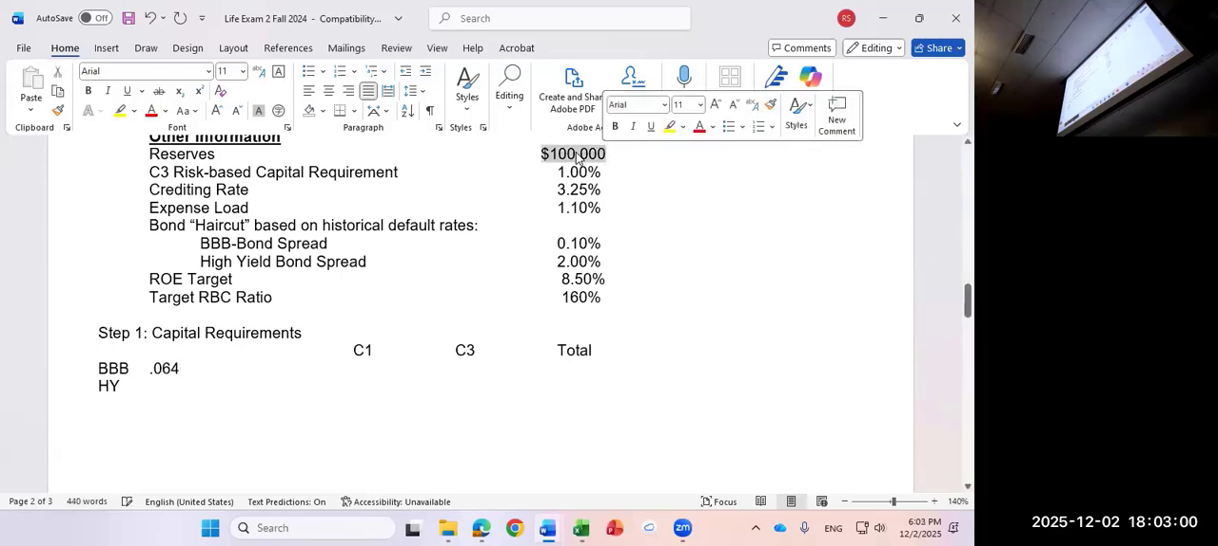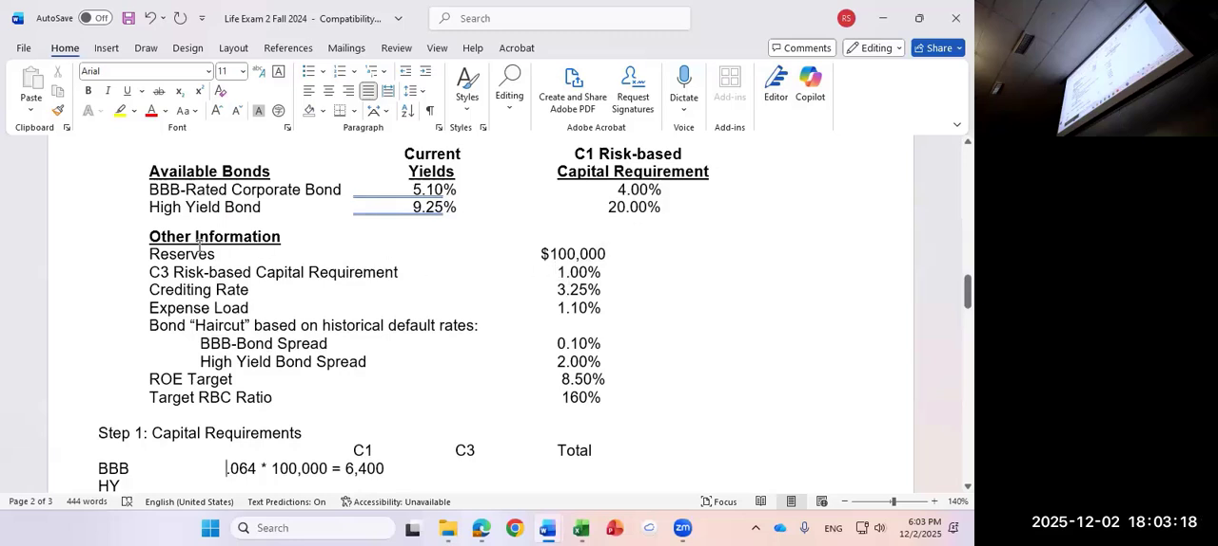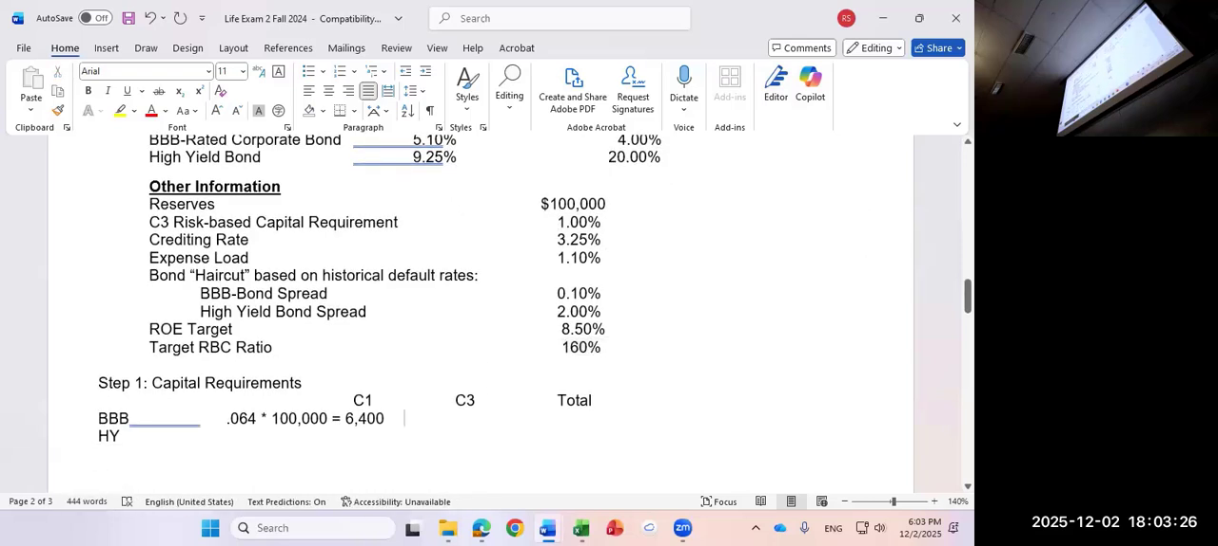The problem probably will be 100,000, so that keeps the math really simple. Times 100,000, that's going to equal 6,400. The C3 risk is going to be the same for both bonds, so that one doesn't really matter. So the C3 risk is 1%, but we're also going to multiply that by 160%. So 0.016 times 100,000 equals 1,600. So 6,400 plus 1,600, I think, is 8,000.